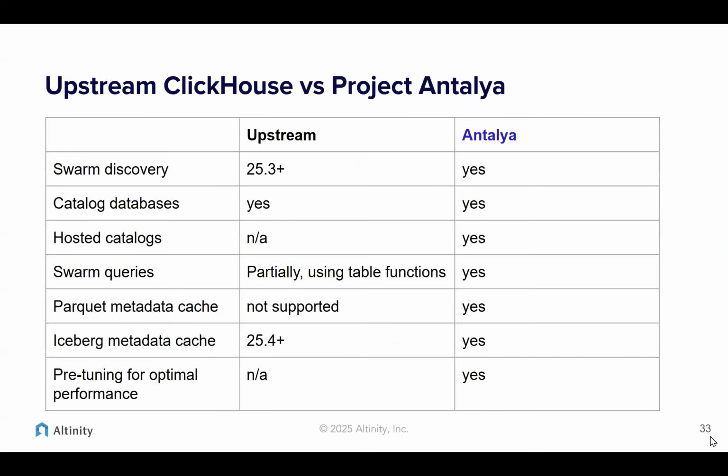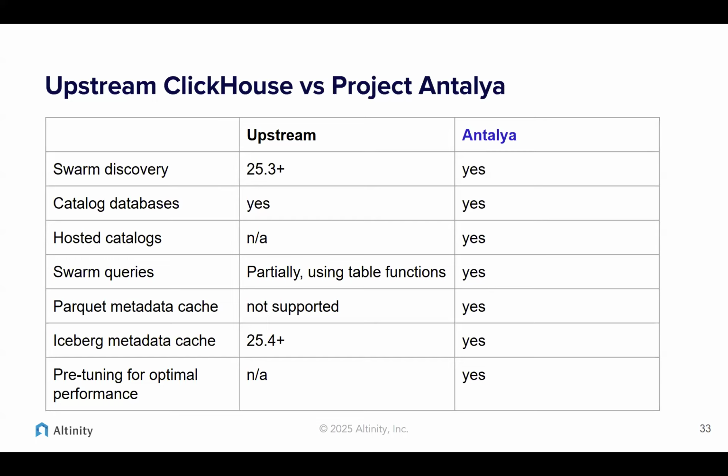Let's go to the next, and this is what I promised in the chat. This is a comparison of how you can use Project Antalya features with upstream ClickHouse or with Antalya builds. Some features work in both places, like swarm discovery or catalogs. Some features don't. For example, if you want to run swarm queries, then in upstream, you cannot use this syntax with object storage cluster, object storage max nodes, etc.